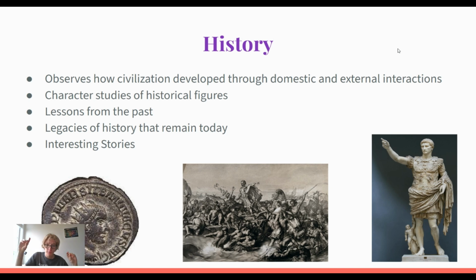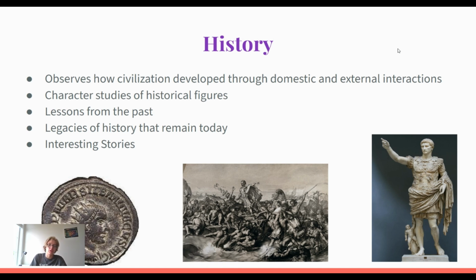One area of study that people love to explore when engaging with the classics is history, because we get to observe how civilization developed through domestic and external interactions, like how the Roman state evolved through internal strife, and how various outside forces, the Parthians, the Gauls, compelled the Roman state to change.